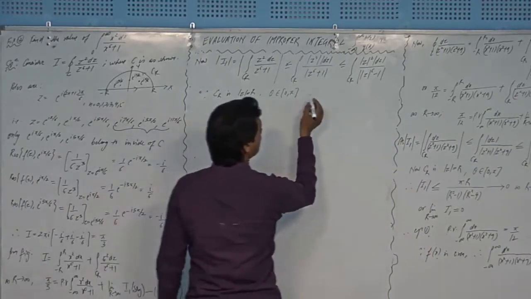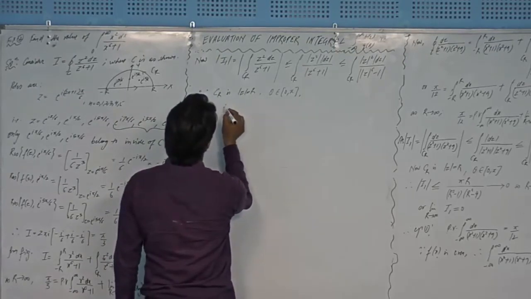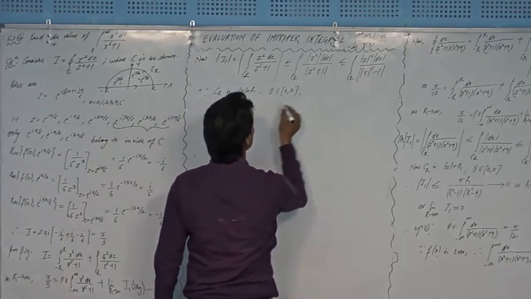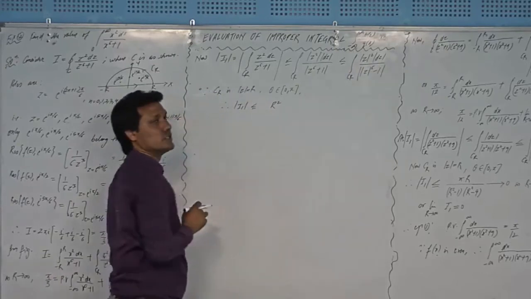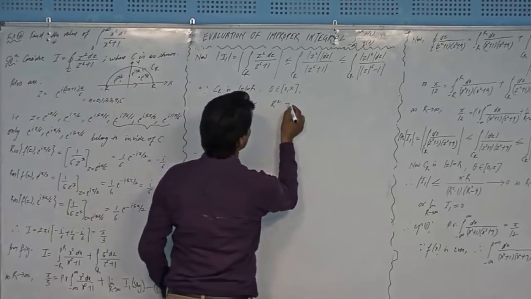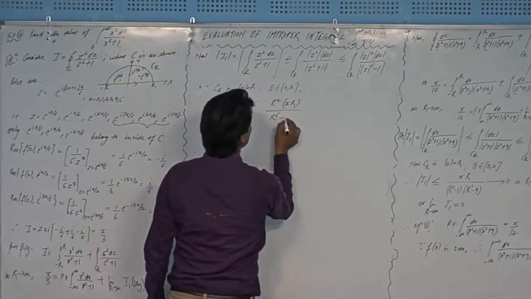So that will give me, therefore, mod I1 less than or equal to r square times the integral of dz, which is the length of this semicircular arc, and that is equal to pi r over r to the power 6 minus 1.